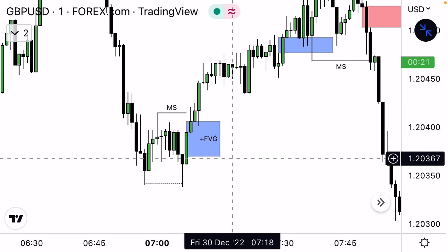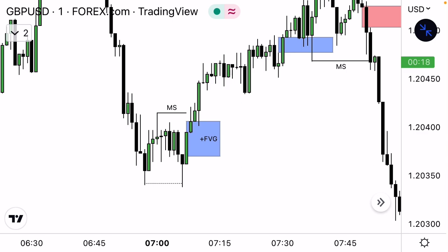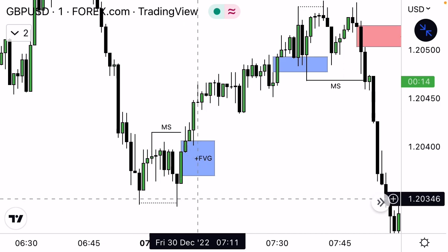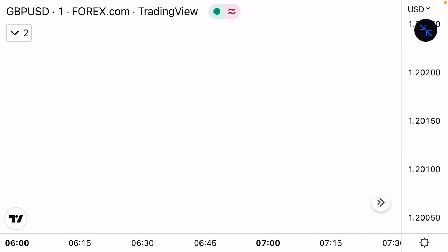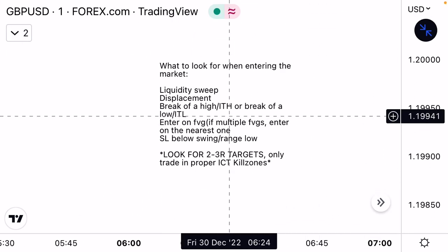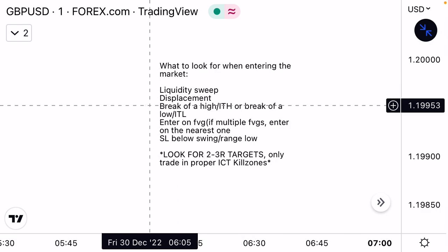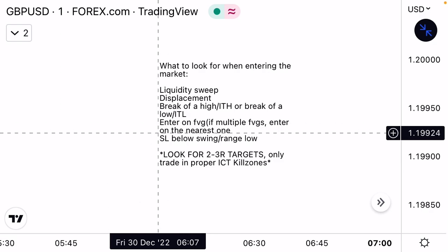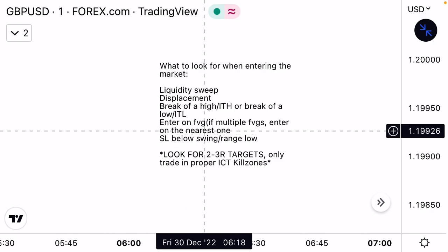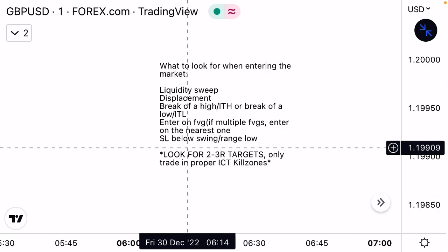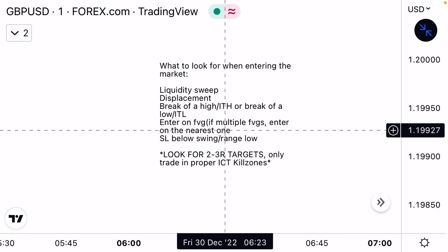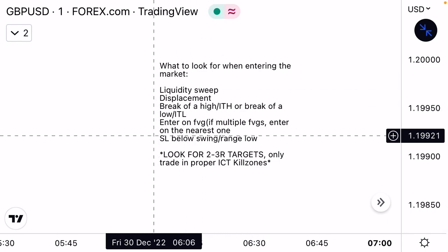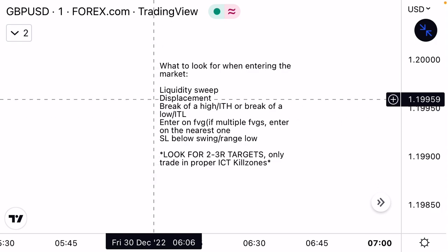So one thing that I don't know if I mentioned earlier, you don't need all the steps, but you need a majority of the steps. What you do need, let me go back to them. You 100% need a displacement, 100% need a break of a high or a low, 100% need to enter on a FVG and set your SL below the swing range low, and you 100% need to look for 2 to 3 R targets. The only thing you don't always need is a liquidity sweep, but you need at least these three, at least 3 out of the 4 of these confluences.